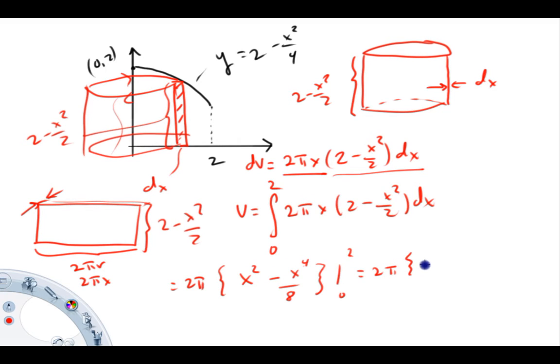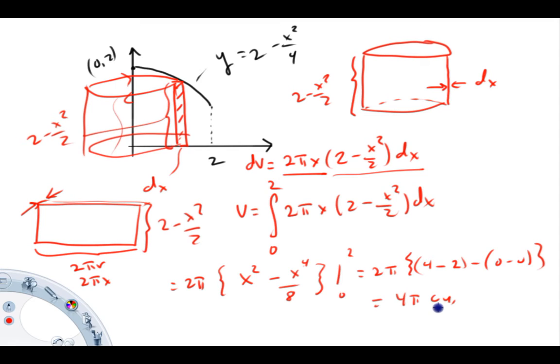All right, so now what we're going to get is 2 pi times, now we're going to put 2 here, which is going to be 4, minus, now if we take 2 to the 4th, 16 over 8, that's 2. Yep. Minus, putting 0 in, we get 0 minus 0. So we end up with 4 pi cubic units for the volume of that shell.